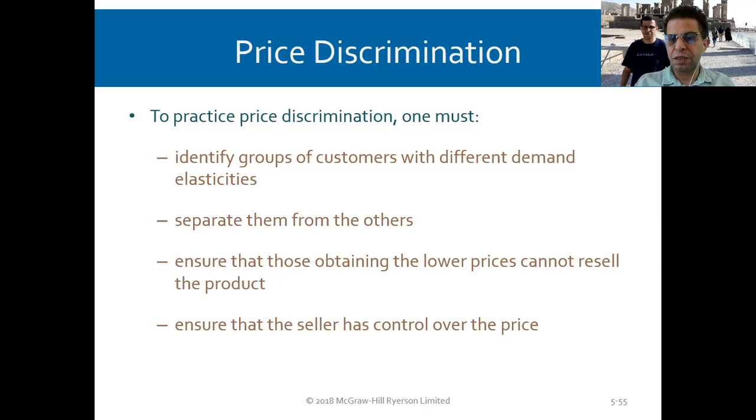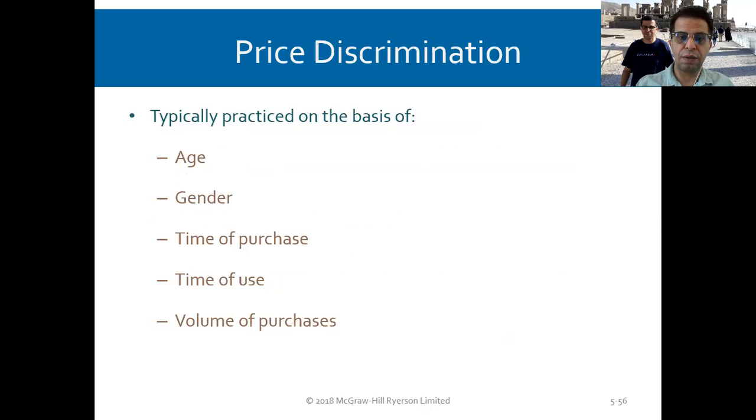So to practice price discrimination, when can we do that? One must identify groups of customers with different demand elasticities, separate them from others, ensure that those obtaining the lower price cannot resell the product, and ensure that the seller has control over the price. And we'll explain each one of them separately.